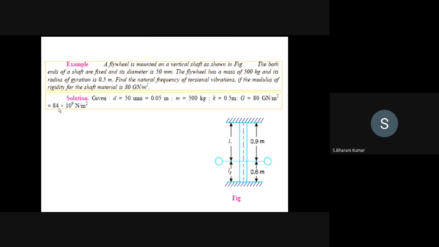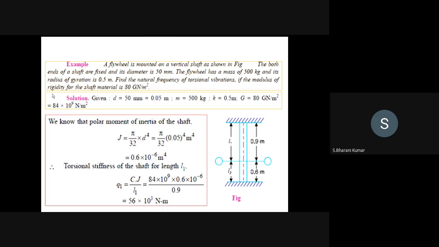Sorry, I think it is a printing mistake here. It is given as 80 giganewton, but here it is rewritten wrongly as 84. Make a note of 80 only. Change it in the question itself, because in the solving area we have taken 84 only. Sorry about that.